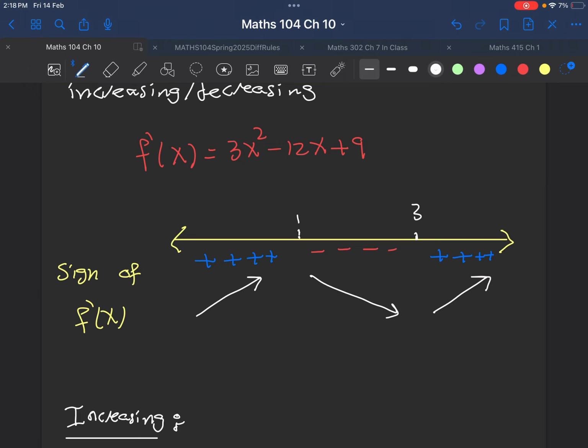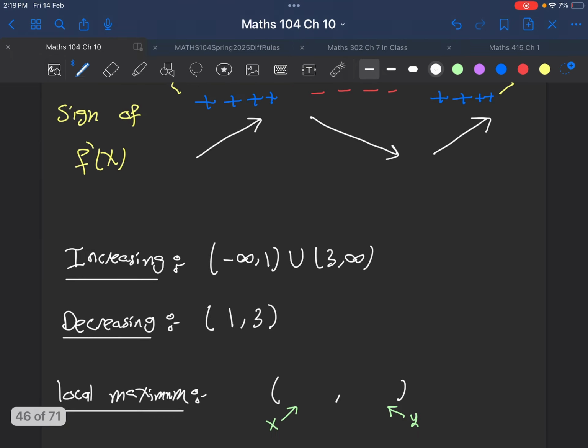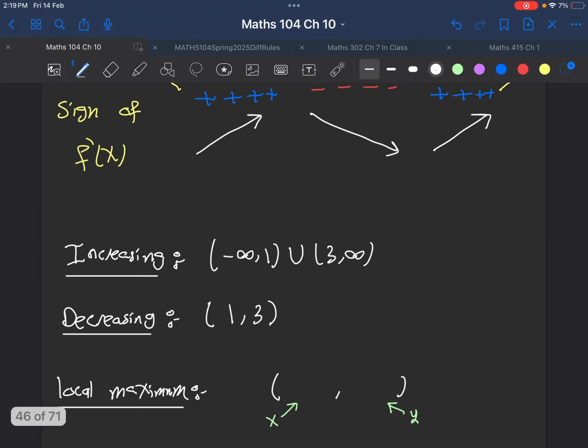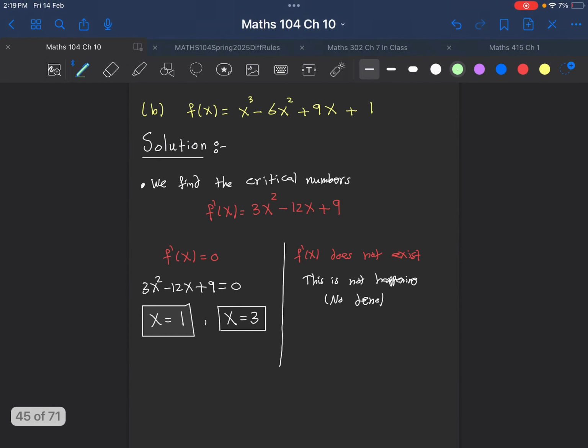So what happened is the function increases, then decreases, and then increases again. If we summarize, for increasing, we go from negative infinity to 1 and then from 3 to infinity, and we join those together. For decreasing, we go from 1 to 3. For the local maximum, it will be just 1.